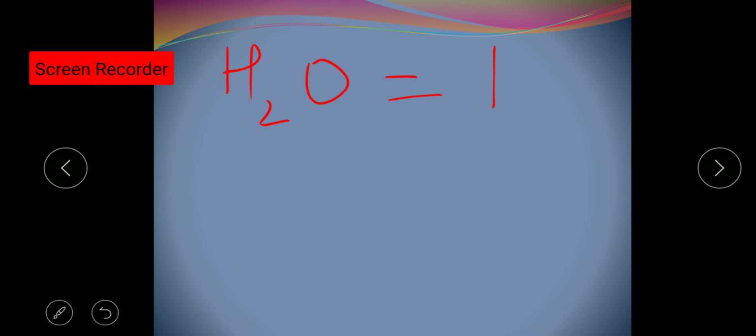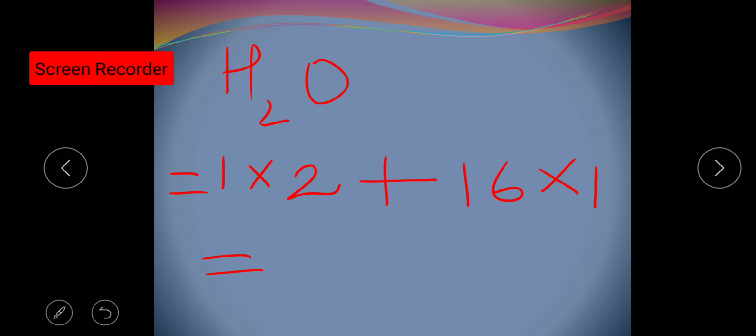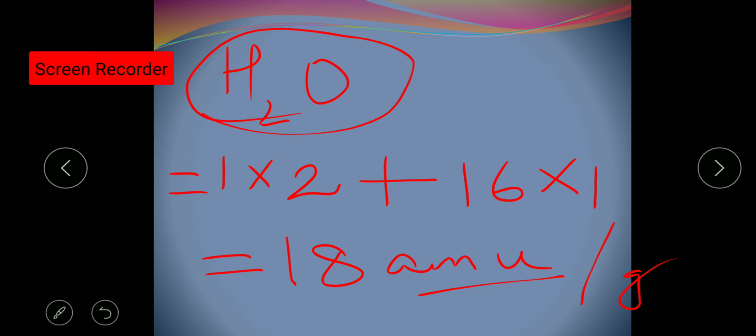So here, what will be the molecular mass? The atomic mass of hydrogen is 1. And how many atoms are there? 2 atoms are there. So that is why into 2, plus the atomic mass of oxygen is 16. And how many atoms are there? 1. So what is the total mass? 2 plus 16, that is 18. And the unit is AMU, atomic mass unit, or gram. So this is the molecular mass. So when you have the molecular formula, we are able to get the molecular mass of the compound.